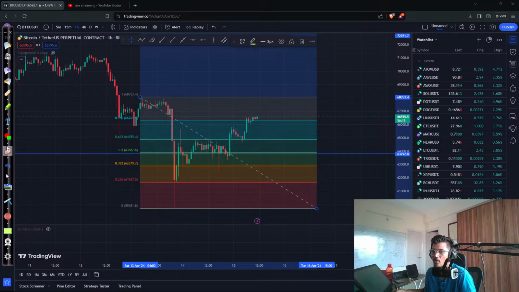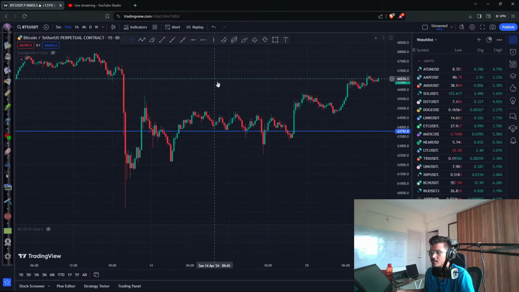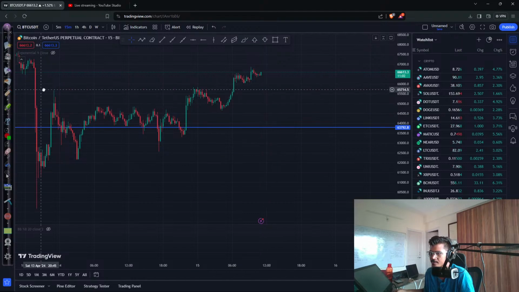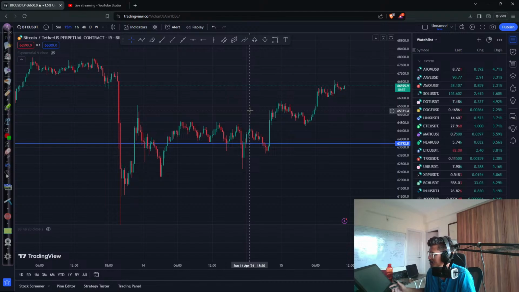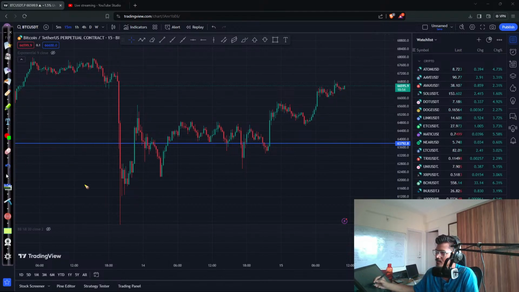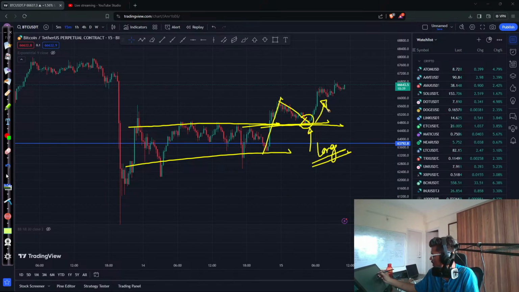Yeah, this is how we add confluence and stuff. Let's go to the 15 minutes and see what is going on. On the 15 minutes we saw this coming, actually. In my previous video I told you, if it's going to go up, when it pulls back around here, that's where we enter long. So that's what happened.